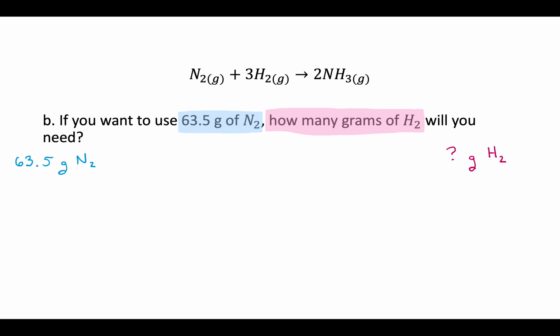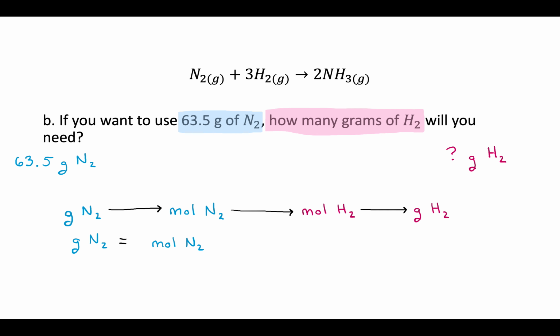grams of H2. Whenever they give you grams of one thing and ask for grams of another, you always follow this flowchart. You go from grams of the first thing to moles of the first thing, moles of the first thing to moles of the second thing, moles of the second thing to grams of the second thing. Each of those arrows represents a conversion, and for every conversion we need a conversion factor that relates the two units. So for this first arrow, we need to know how grams of NH2 relate to moles of NH2.